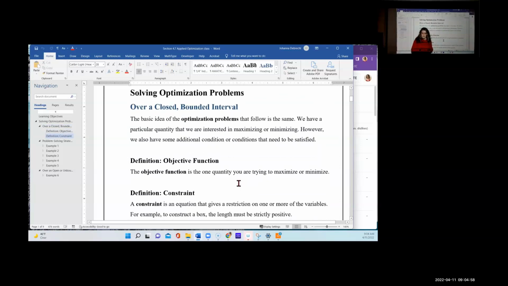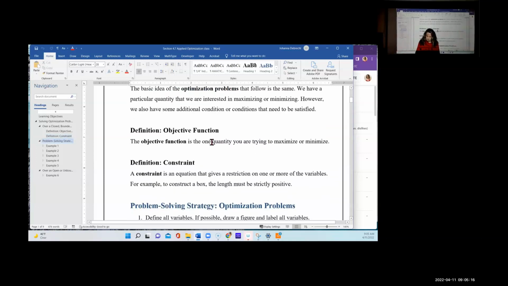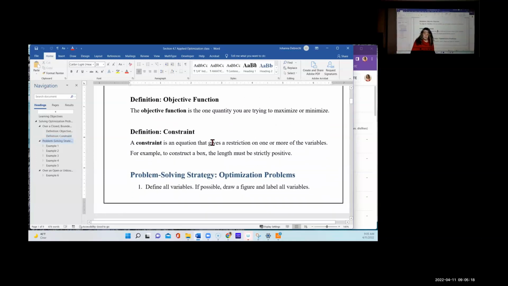So the basic idea of the objective function is the one that you're trying to maximize or minimize. So this is your optimization equation. The objective function is the optimization equation. Now, the constraints are limitations on some of the other variables that you have involved. So let's think about what some constraints might be.